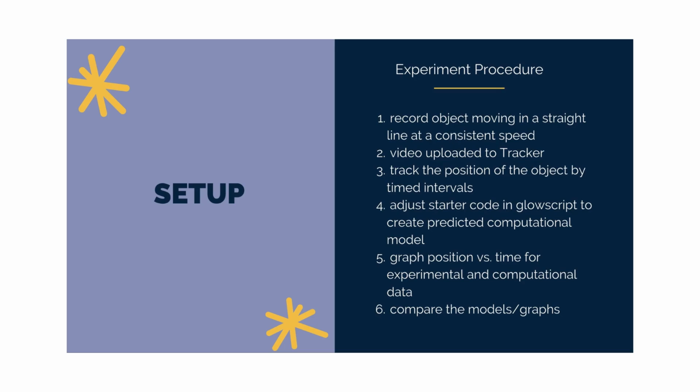Once those results were concluded, we then took our final velocity and went over to GlowScript where we manipulated the code, and this allowed us to create our predicted computational model. With those results, we could then graph our position versus time for our experimental and our computational data. This was then prepared to compare the models/graphs.